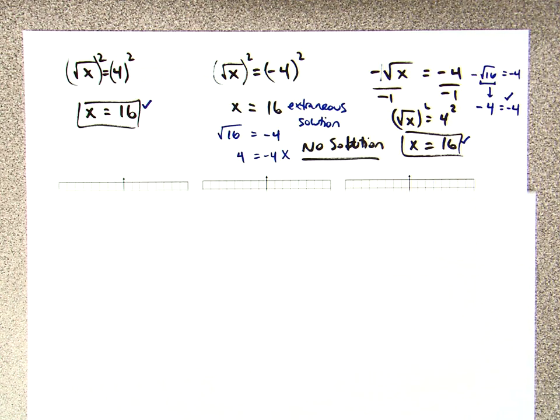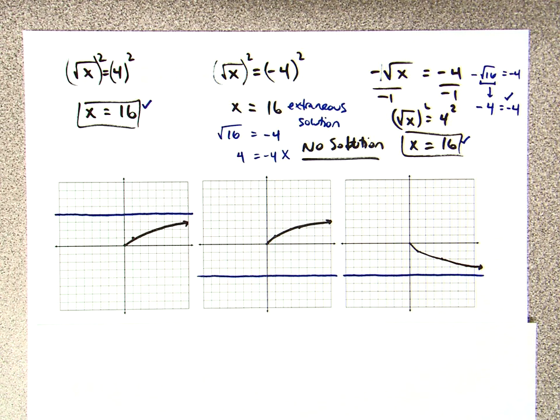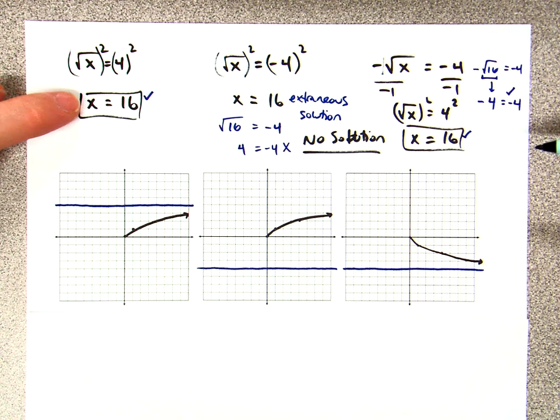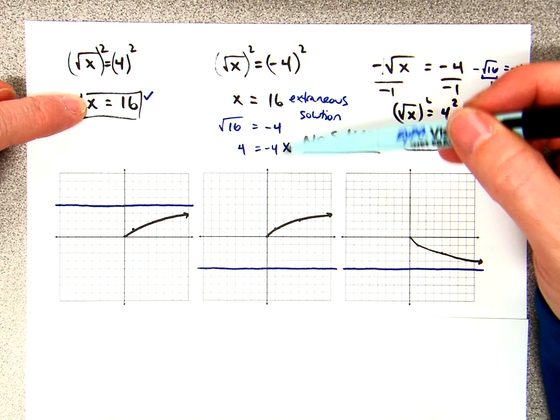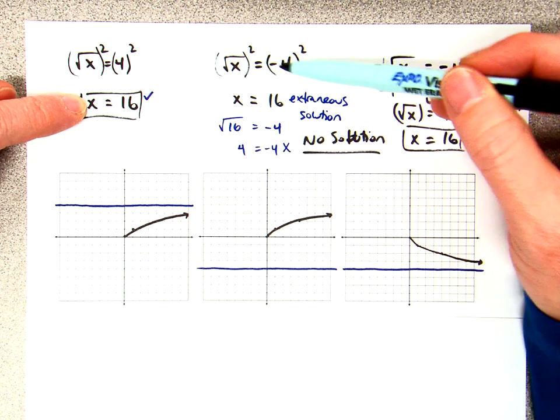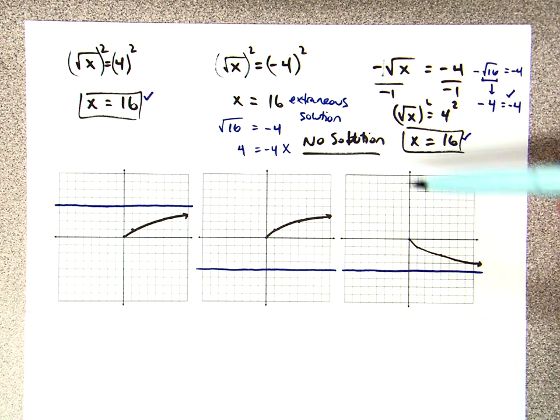And what I want to do is I just want to look at the graphs of these things just to kind of make sense of why some of the negatives work and some of the negatives don't work, okay? So it's not necessarily that x has to be greater than 0, right? I mean, we can see that when we plug it in, 16 was greater than 0, but we do want to make sure that the equation actually holds true.